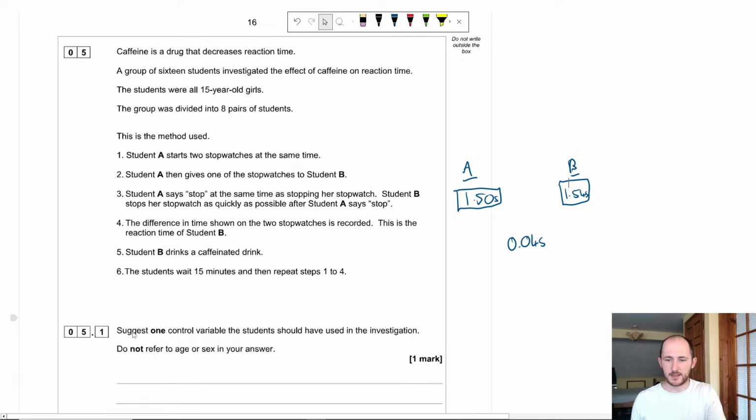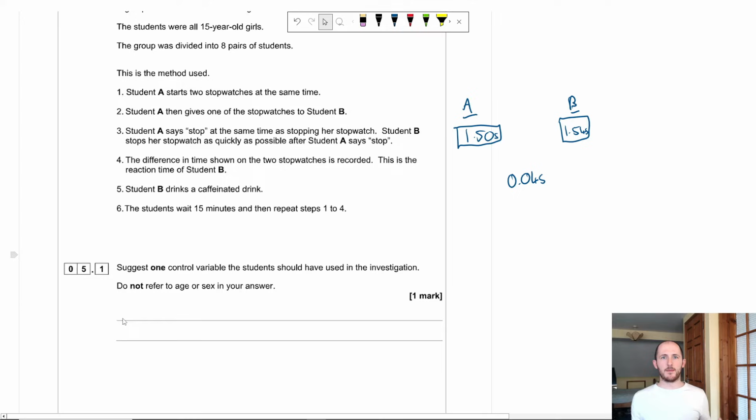Now, it says here, suggest one control variable the student should have used in the investigation, and there's like a billion, right? But it does say do not refer to age or sex because it tells you 15-year-old girls. So you can't say male or female or the age because that's already a control variable, okay? So it could be anything, right? So think about what else would affect reaction speed, okay? So again, they're trying to measure reaction speed. So think about what could affect reaction speed.